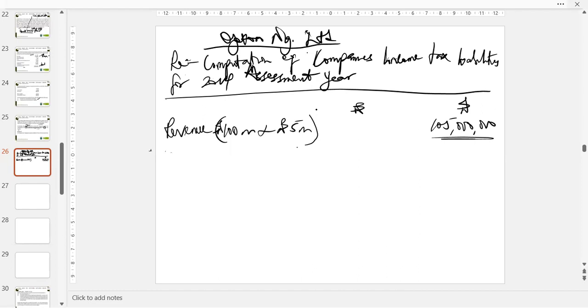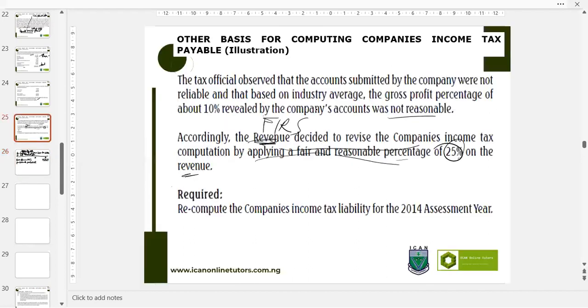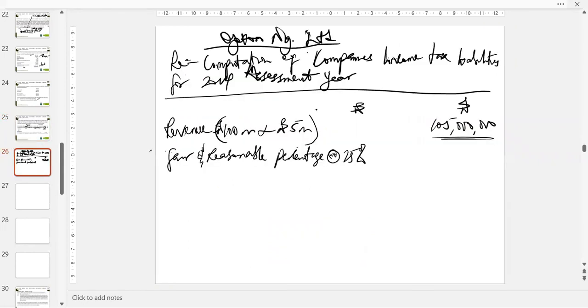Then, based on the turnover basis, the fair and reasonable percentage, which is 25%, so we multiply this by 25%. What do we have? 25% of 105 million. We have 26,250,000. Am I correct? Yes, sir.